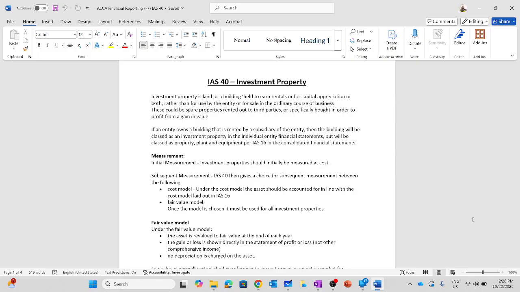And when we are talking about the fair value model, we have a different approach we are going to use as per IAS 40. Then once the model is chosen, it must be used for all investment property. So now, if we are going to use the fair value model, we need to use it for all investment property. So now, let's look at the technical bit of the fair value model.